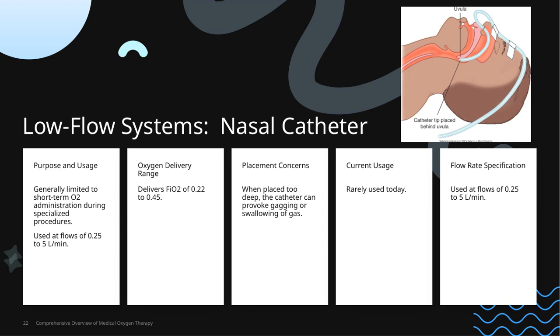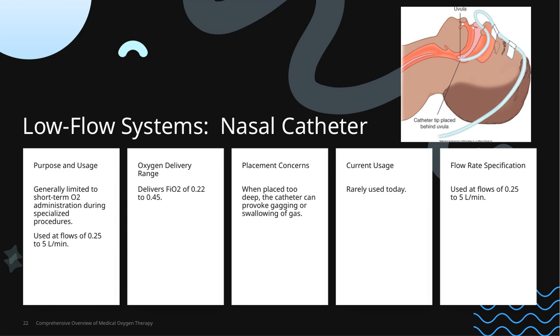If the catheter is inserted too deeply into the nostrils, it can cause discomfort or even trigger gagging or swallowing of gas, which isn't ideal. So, proper placement is key to ensure patient comfort and safety. In terms of oxygen delivery, nasal catheters can provide a fraction of inspired oxygen, or FiO2, ranging from about 0.22 up to 0.45.